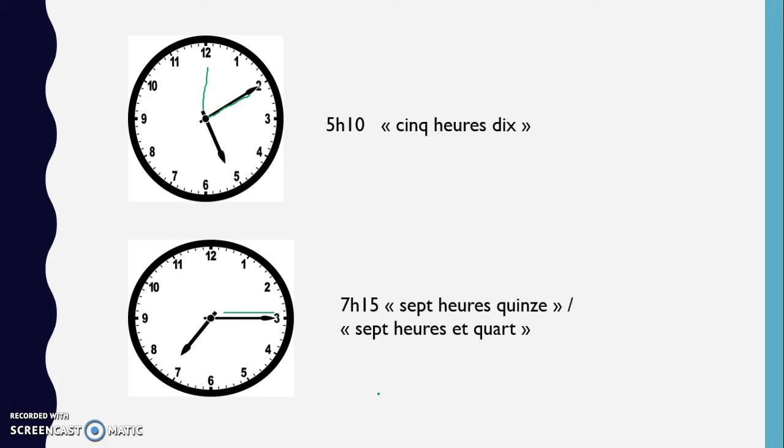7:15, 7 heures 15. We could also go with this second option, 7 heures et quart. So this quart means 1/4. Et quart. So 15 minutes is a quarter of an hour. So 7 heures et quart, 7 hours and 15 minutes, 7:15. But again, just two ways to say the same thing. 7 heures 15, 7 heures et quart.